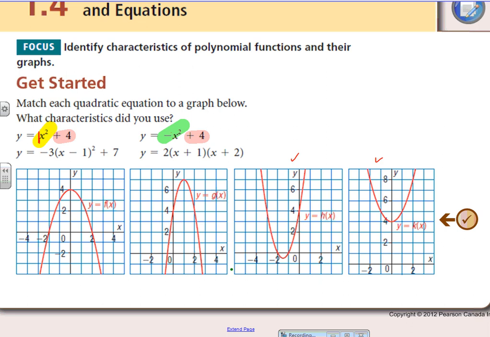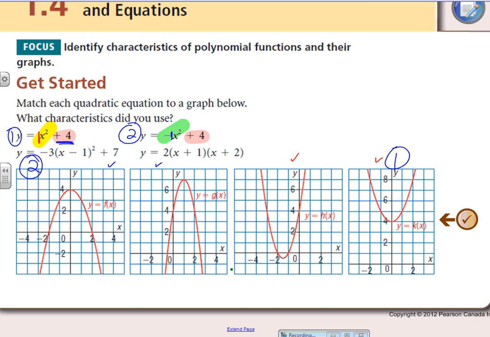The negative one in front is telling us that it's opening down. It's either going to be 1 or 2. So let's look at the first one. It's opening up, and it's 4 units up from the origin. Oh, that's this one. The second one is opening down and 4 units up from the origin. That's this one.